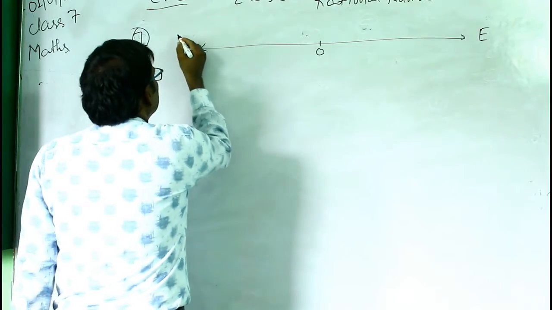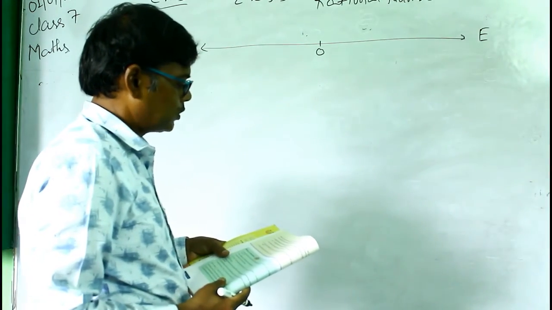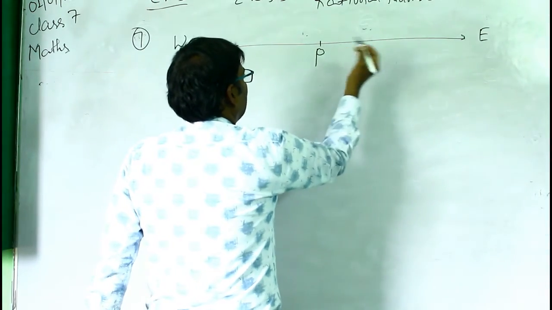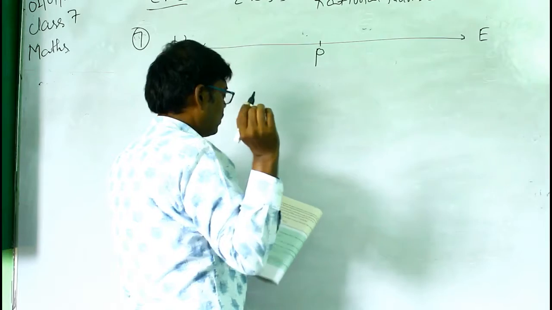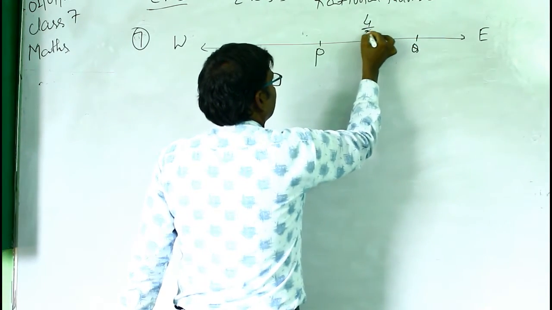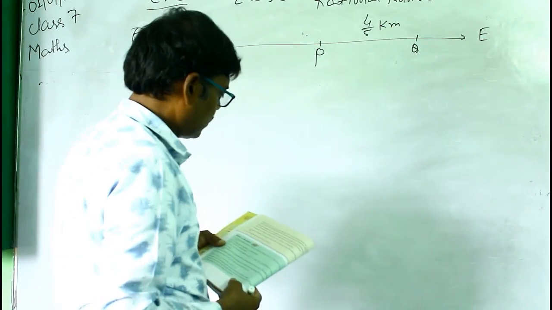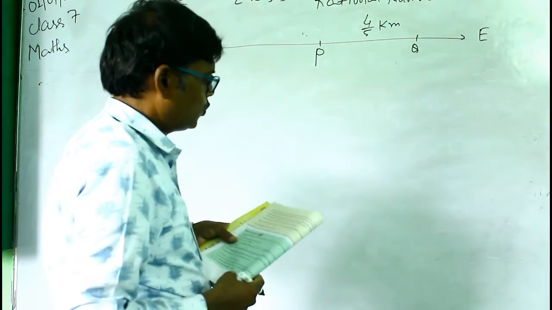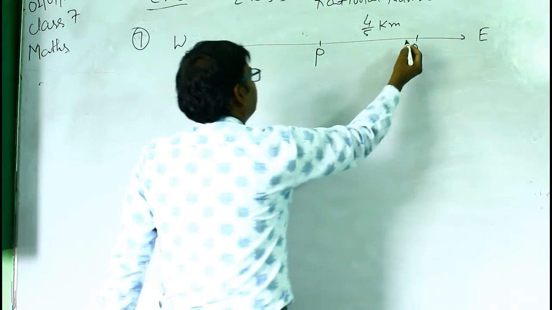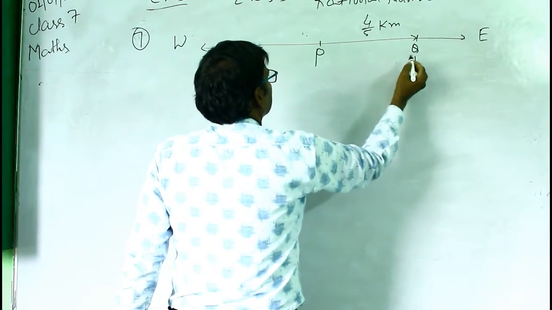Okay, suppose this is east and this is west. So Rajat moves 4/5 kilometer towards east from point P to reach point Q. This is the point P, and suppose this is Q, and this distance is 4/5 kilometer. From P to Q it is 4/5 kilometer, and from Q he starts moving 7/9 kilometer towards west. So now again he moves from this side to this side. First he goes to this side, and then from this side it moves to this side.